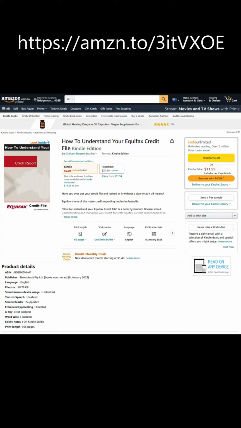If you're like me, and like most people, you've probably at some stage got a copy of an Equifax credit file, had a look through it, and thought, what does all this stuff mean? It's so confusing. There is so much information. It's almost like they put it there specifically to stop you having a look.